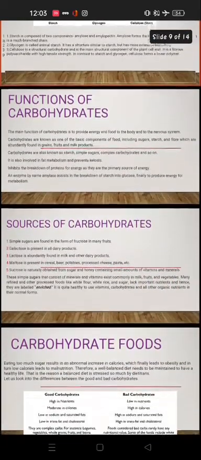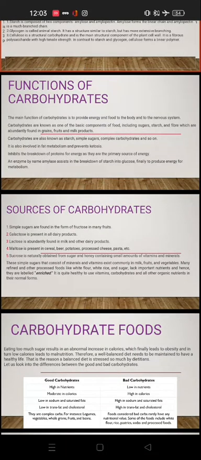Now we come to the functions of carbohydrates. The main function of carbohydrates is to provide energy and food to the body and to the nervous system. The second function is that they are one of the basic components of food, including sugar, starch, and fiber, which are found in grains, fruits, and milk products. Carbohydrates are also known as starch, simple sugar, complex carbohydrates, and so on.